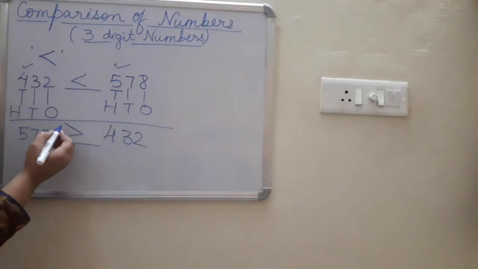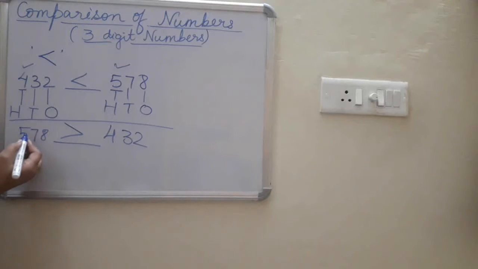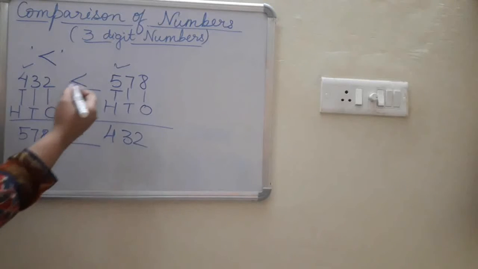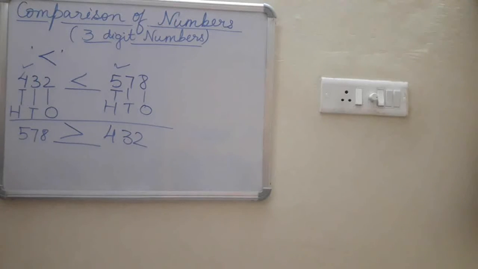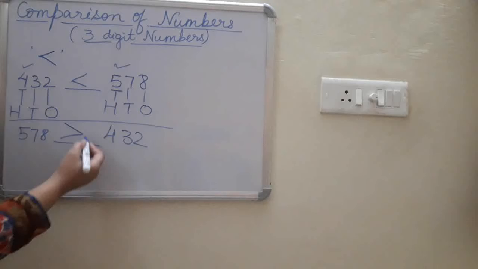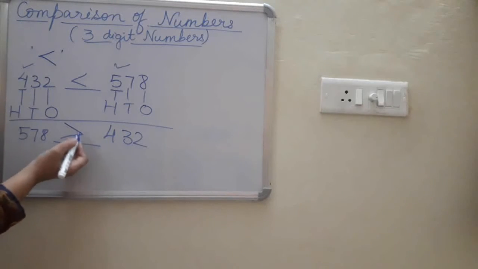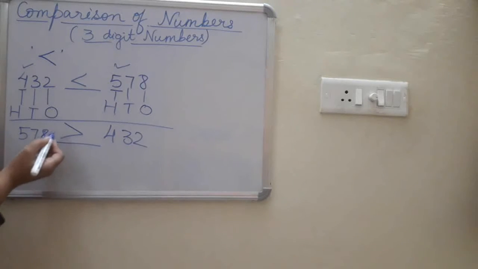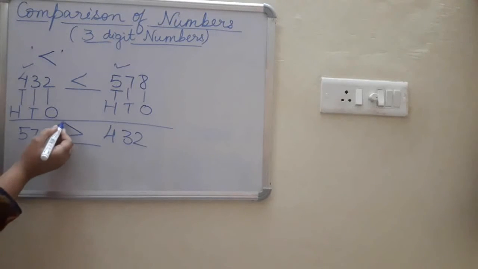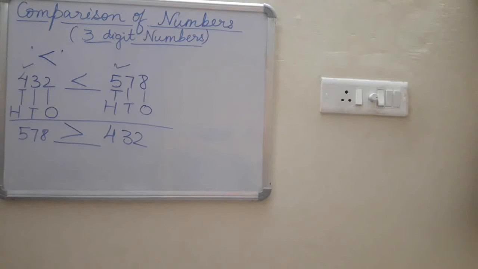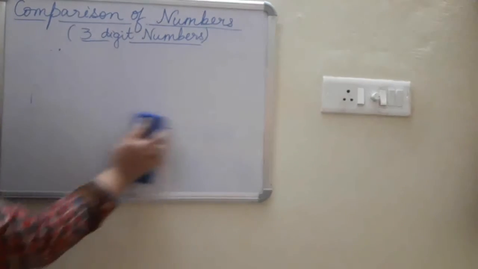How? Now we will put this symbol. As I told you, this is the open end, and the open end faces towards that number which is greater, and the closed end faces towards the number which is smaller. So here the smaller number is 432, so this is the closed end, and 578 is greater, so 578 is facing the open end of this symbol. Okay. Now we will learn the topic with some more examples.